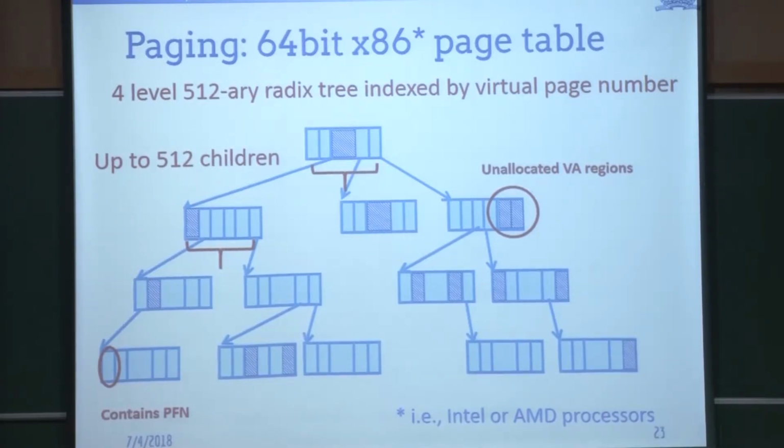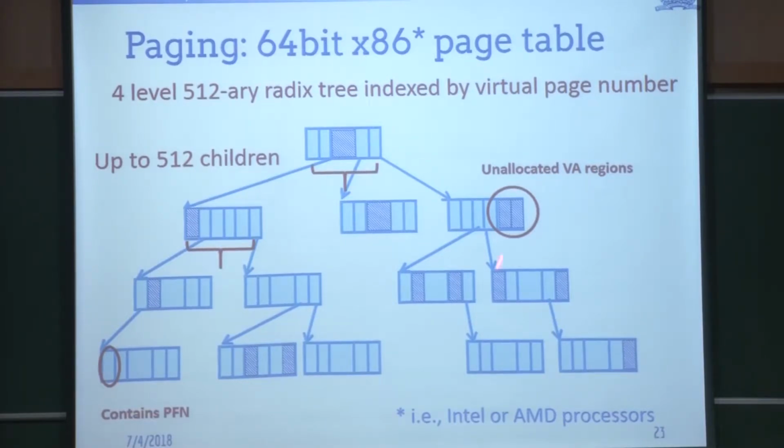So what is 4 levels? The simplest thing: it's a tree, and it has a depth of 4 levels. What is a 512 array? It means each node here, these boxes, has up to 512 children that it is pointing to. That is where the 512 array comes from. Each node is pointing to a node in the next level. Make sense?